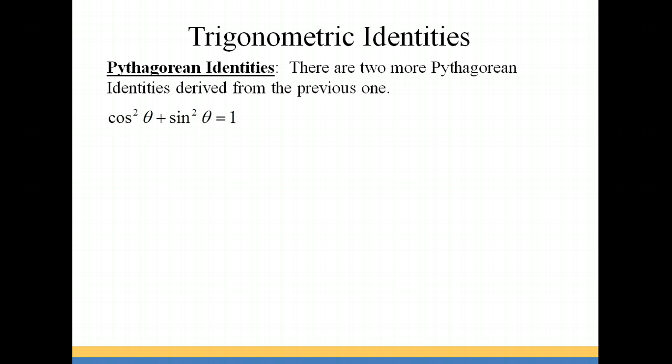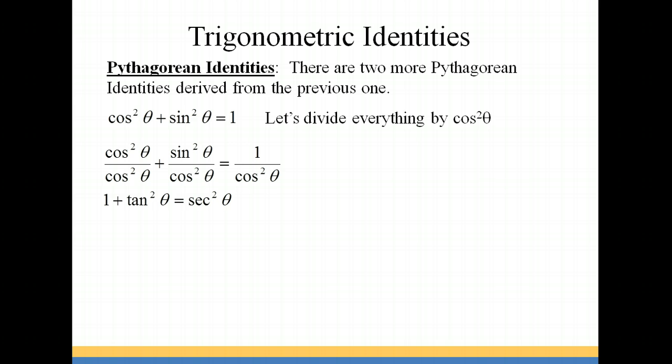There are two more Pythagorean identities, and they're both derived from the one that we already found. So what we're going to do is take this equation and divide everything by cosine squared theta. And when we do and simplify, we end up with 1 plus tan squared theta equals secant squared theta, which is our second Pythagorean identity.